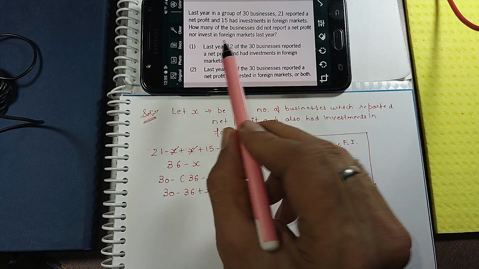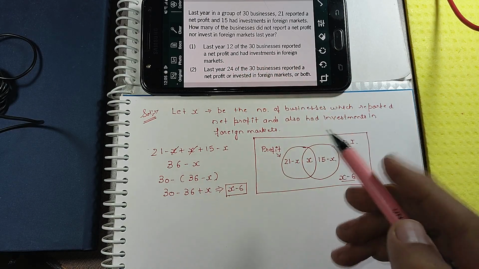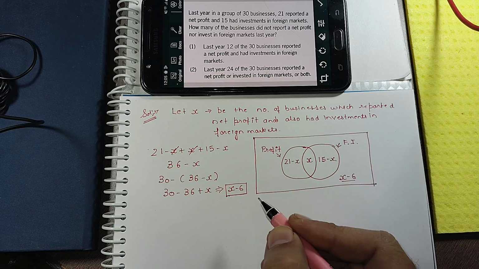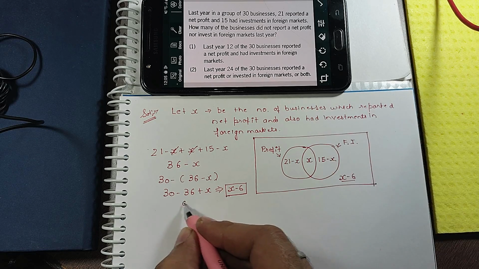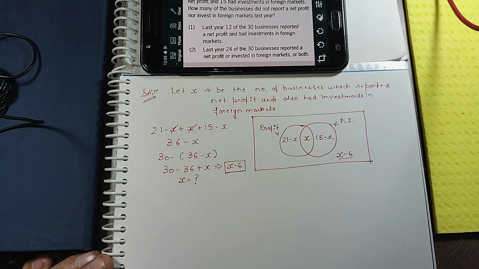So we have been asked to find how many of the businesses did not report a net profit nor investment in the foreign markets last year. So basically we need to find X minus 6, or in other words, we need to find the value of X. Now with this information we will move to statement 1.